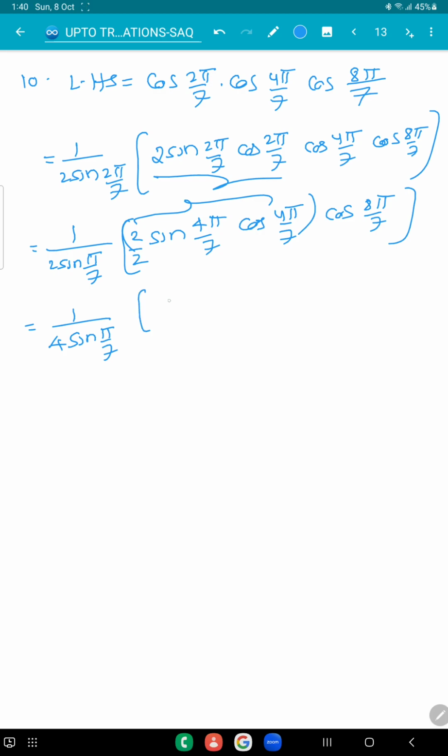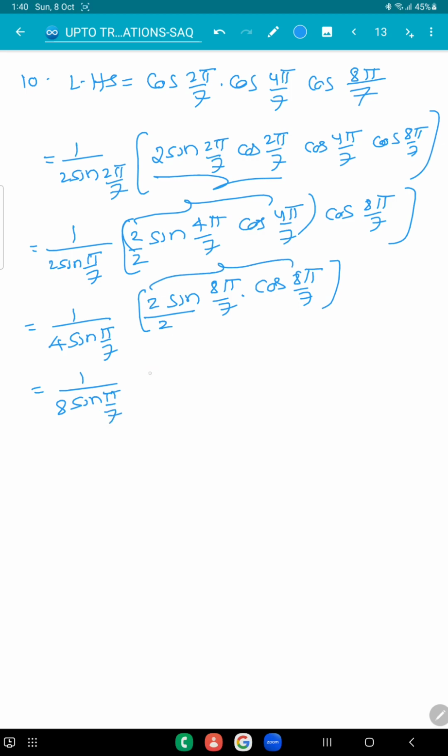For these two terms, sine 4 pi by 7, cos 8 pi by 7 is as it is. Here we use 2 sine theta cos theta formula, sine 2 theta. Multiplication and division by 2. 1 by 8 sine pi by 7. 2 sine theta cos theta is sine 2 theta. Sine 2 into 8 pi by 7, 16 pi by 7. 1 by 8 sine pi by 7 into sine of 16 pi by 7 is 2 pi plus 2 pi by 7. 14 pi plus 2 pi, 16 pi.